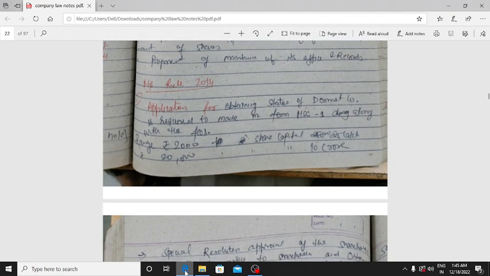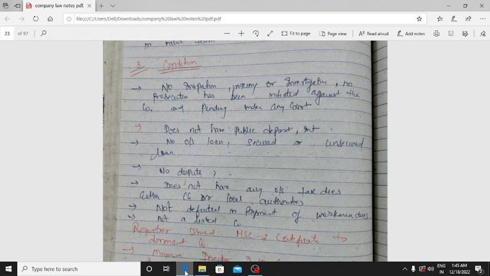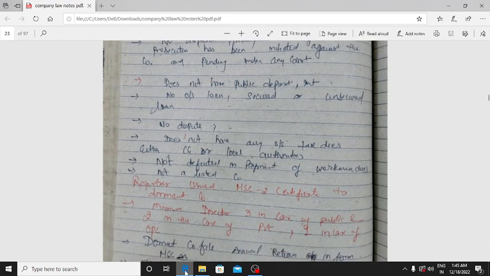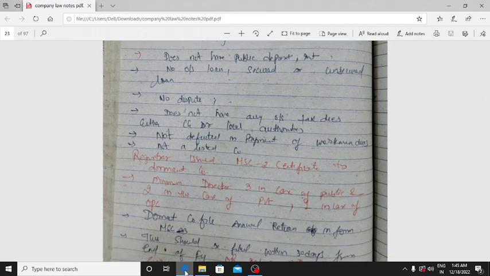Next is the conditions. No inspection, inquiry or investigation, and no prosecution has been initiated against the company and is pending under any code. So under this company there is no legal inspection or prosecution, and it does not have public deposit interest. It also has no outstanding loan, secured or unsecured. No dispute, and does not have any outstanding dues to either the central government or a local authority. No default in payment of workman dues, and it is not a listed company.